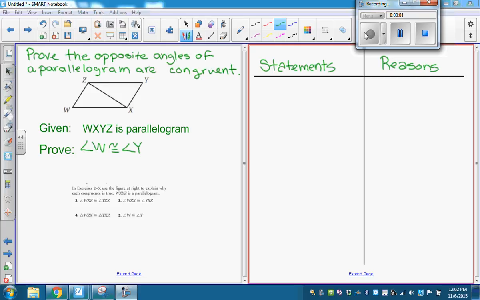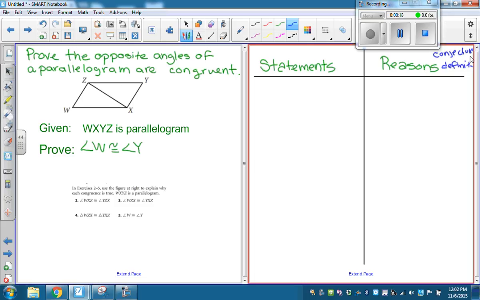Compound proof, you're going to have statements and reasons. Reasons are things over here. You would put conjectures or definitions, things like that. Okay? Statements are just about the picture.